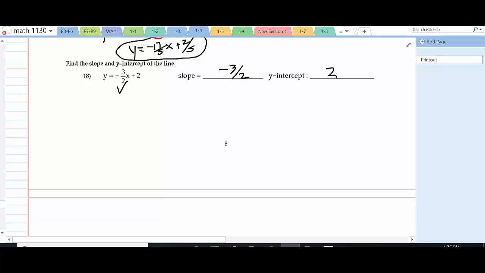Now what I prefer you all do is don't just give 2, always write a y-intercept as a point, because a y-intercept is a point, it's not a number. That's just where it crosses the y-axis. Get in the habit of putting a point on that.